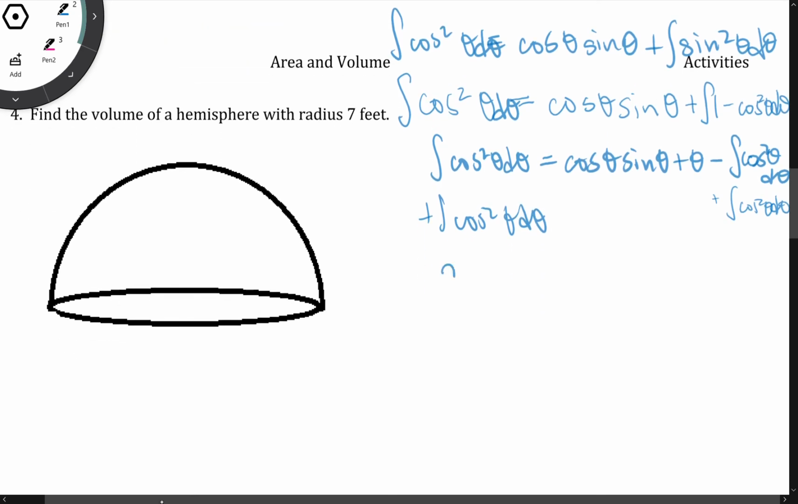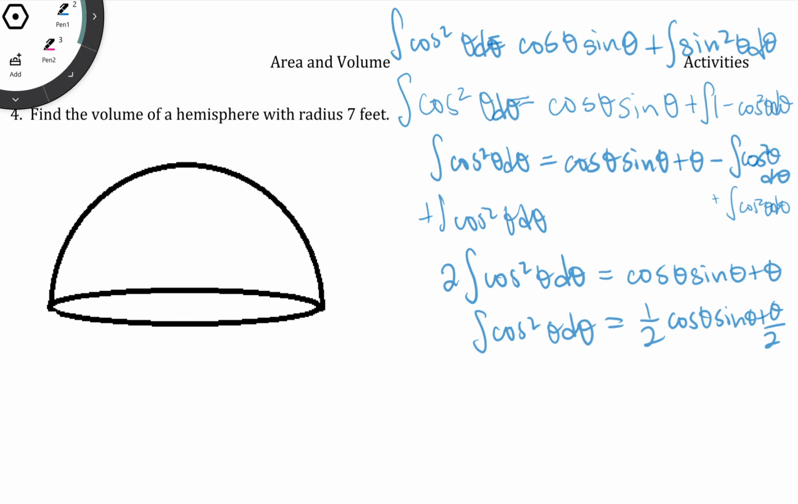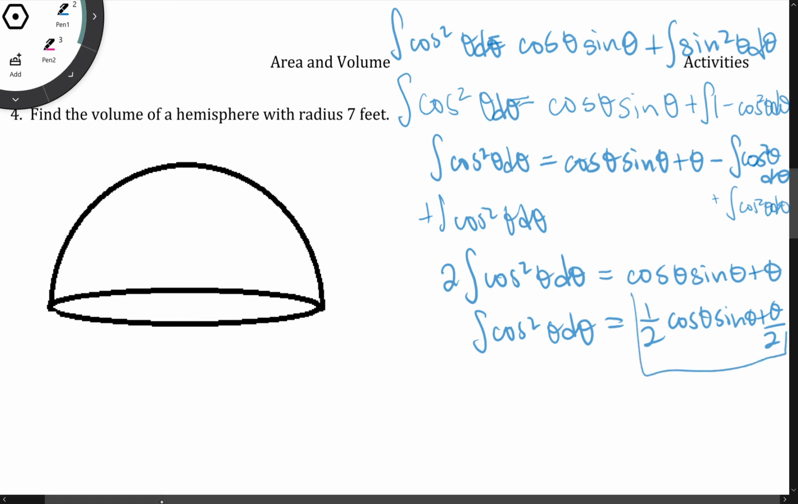Now I have 2 times the integral of cosine squared theta d theta equals cosine theta sine theta plus theta, and I just need to divide by 2. So I have 1/2 cosine theta sine theta plus theta over 2. We could throw in a plus c, but we were working on a definite integral, so it's not really going to matter. So I'm going to go back up now that I did all this big side work, and fill that in.